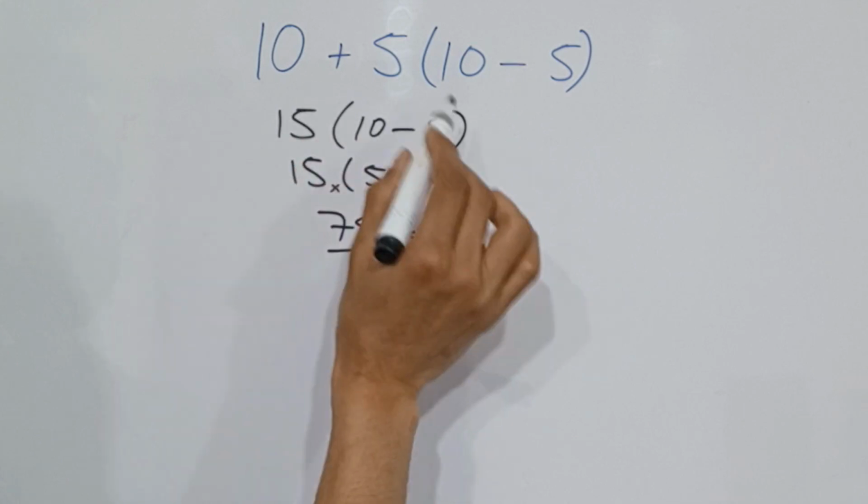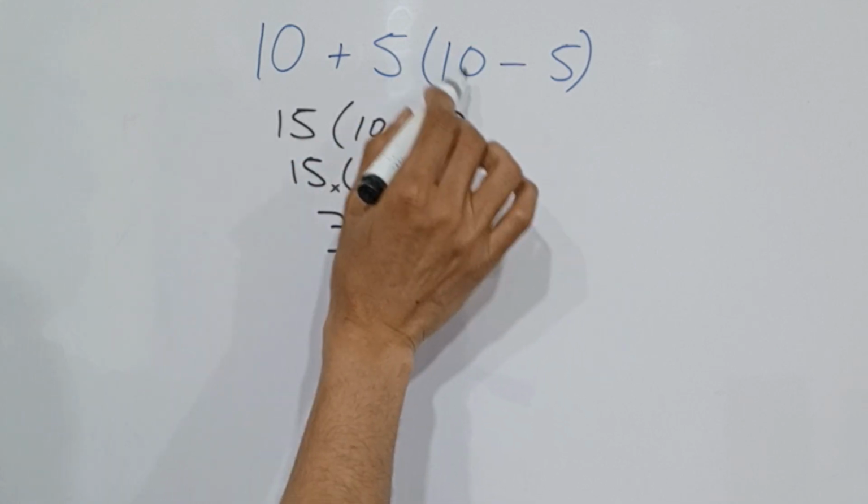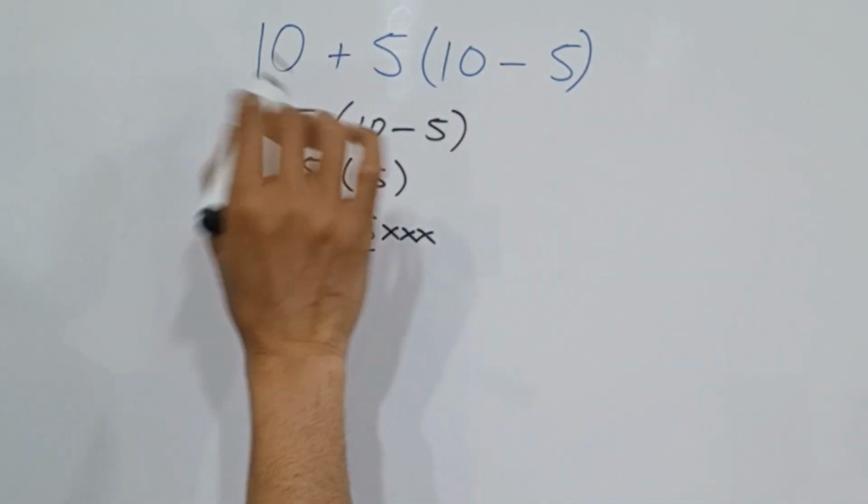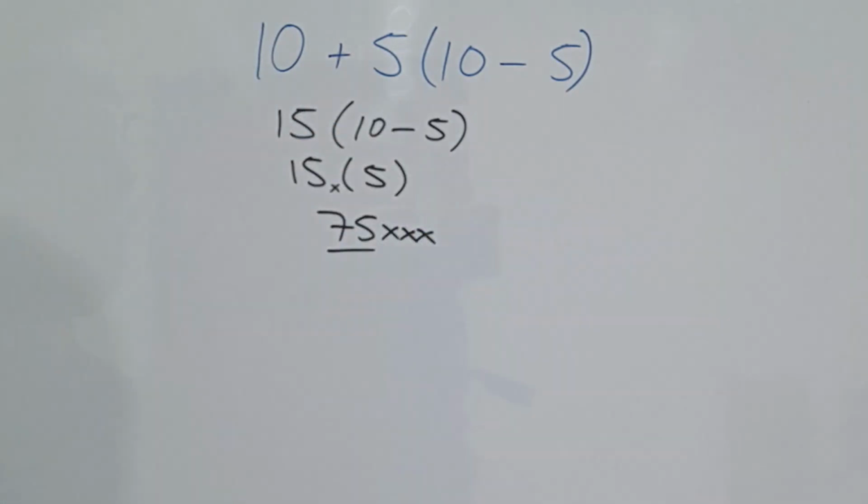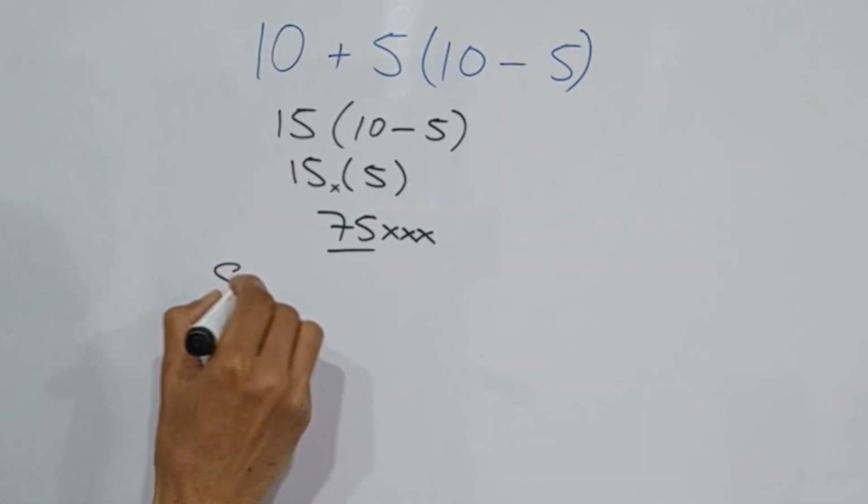Follow the order of operations. We use the PEMDAS rule. Parentheses first, then addition and subtraction from left to right. Solve again.